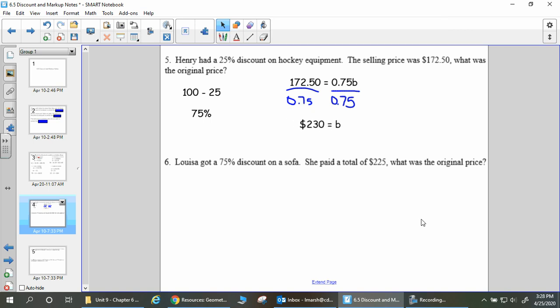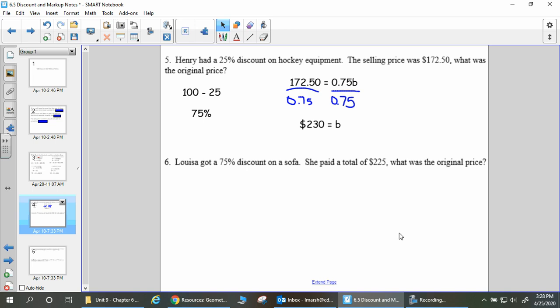Let me walk through this one more time. If you had a 25% discount, that means you subtracted 25% from the original price. So if the original is 100%, I subtract 25, that means I paid 75%. So the selling price that we paid is equal to 75% times that original or whole price value. So divide to get that value, and in this case, it's $230.